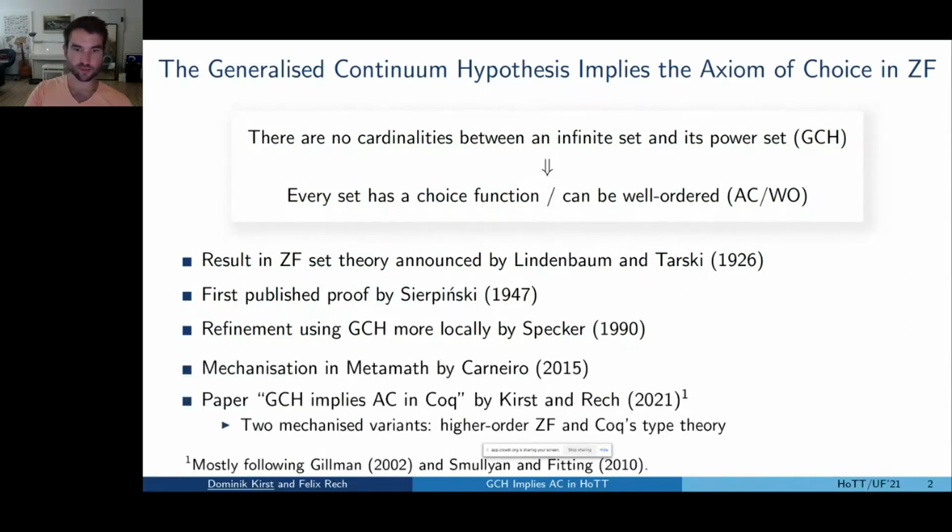Okay, then there's the more recent picture, mechanization of this theorem using proof assistants. And the first here was Cárnero, who proved the result for axiomatized set theory in MetaMath. And then we had a paper in this year's CPP with the same title, but with Coq instead of HoTT. And there we had 2 variants of this result. One variant in higher order ZF, so an axiomatization of ZF using higher order logic. And then also a variant using Coq's type theory itself to represent set theory.